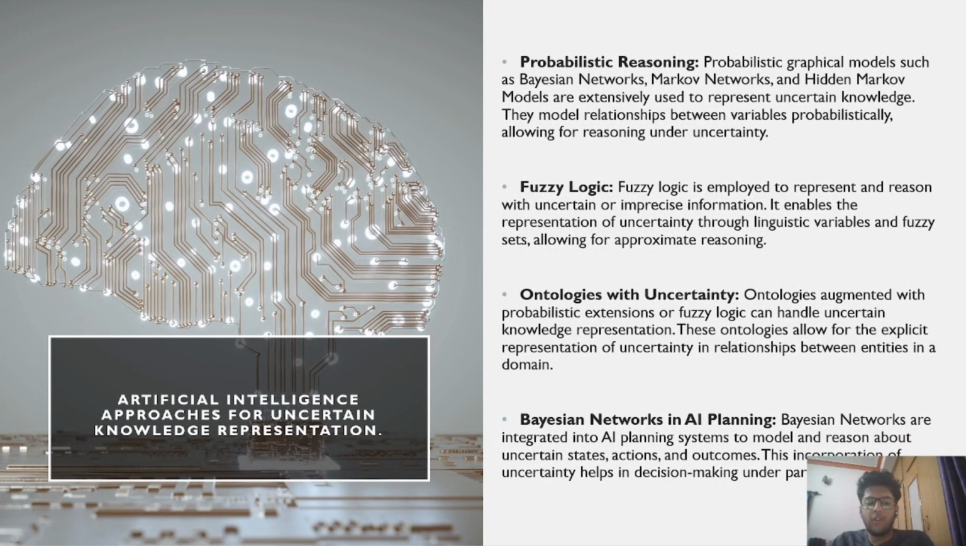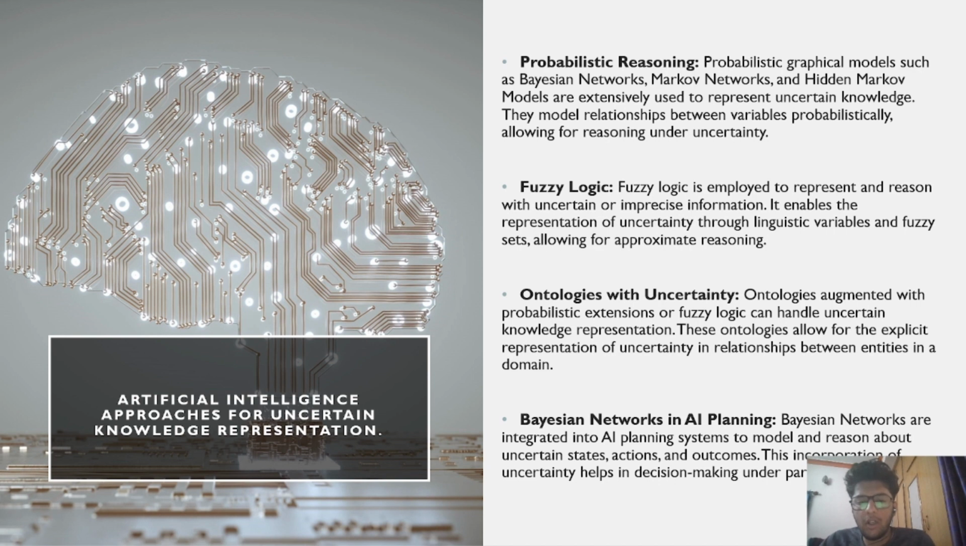So AI approaches for uncertain knowledge representation, that is probabilistic reasoning. As we just saw, we went through a few methods, that is probabilistic graphical methods such as Bayesian networks, Markov networks, and HMMs, that is hidden Markov models, are extensively used to represent uncertain knowledge. They model relationships between variables probabilistically and allow for reasoning under uncertainty. The second one being fuzzy logic, as we just saw. Fuzzy logic is employed to represent and reason with uncertainty or imprecise information. It enables representation of uncertainty through linguistic variables and fuzzy sets, allowing for approximate reasoning.